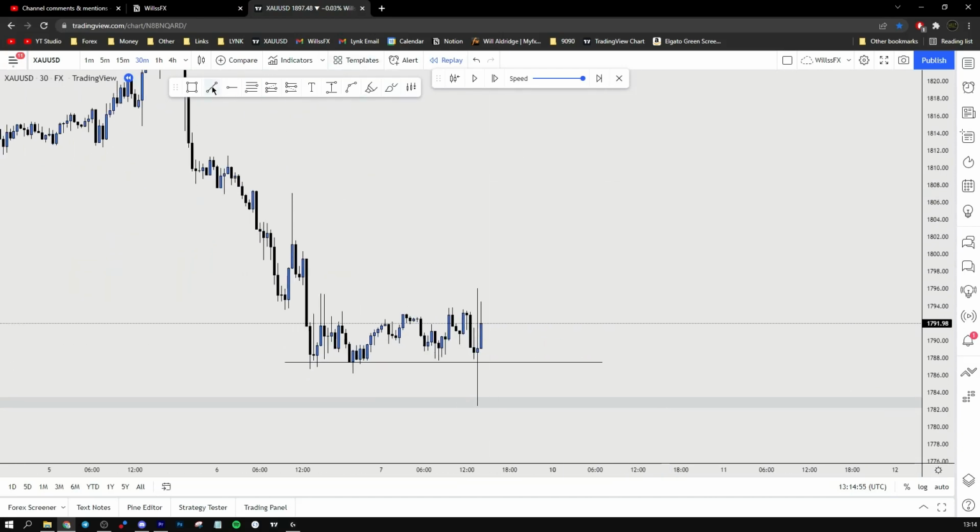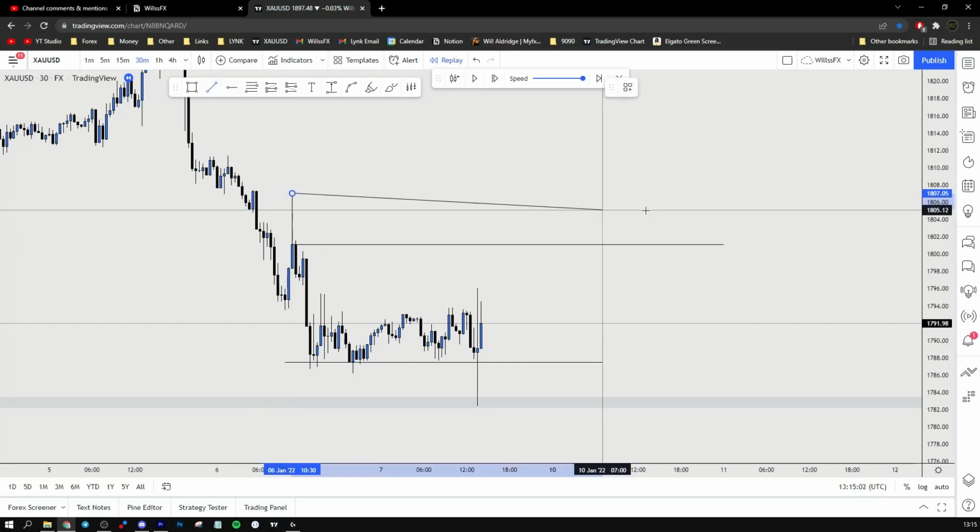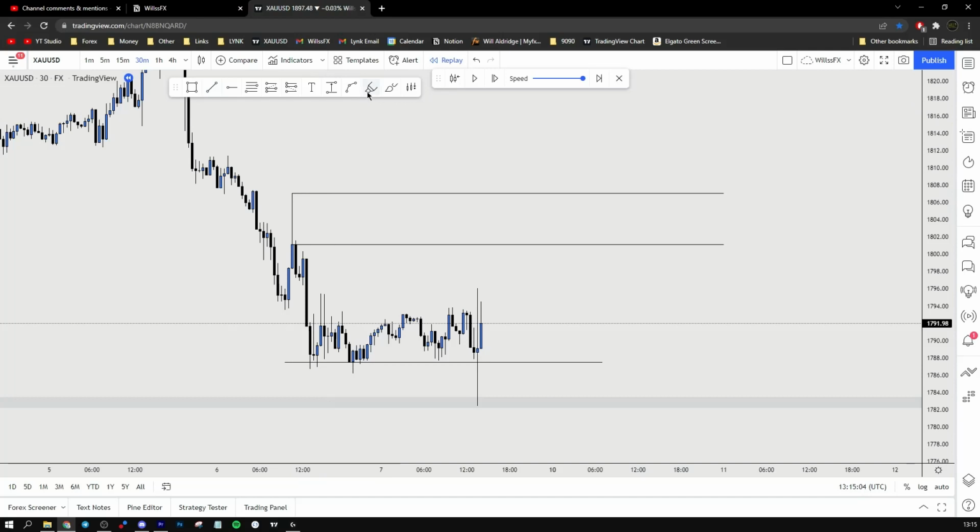Well, clearly we've got the first target, this area here. So this was where we had that big London wick. If we say this wick actually here, you could either target the top of this order block, which then broke the structure, or you could target the London high, which is in this area. So you've got these two targets.